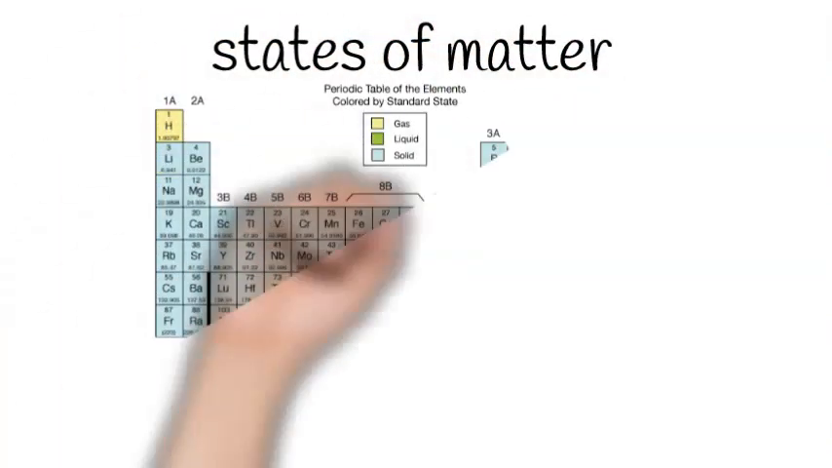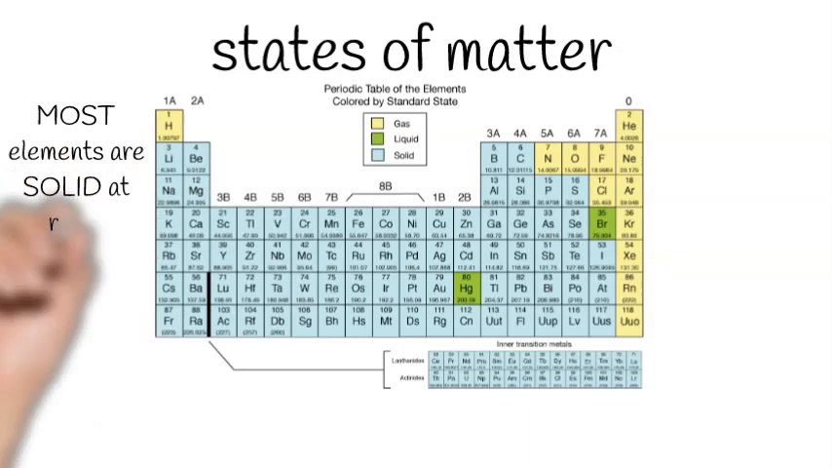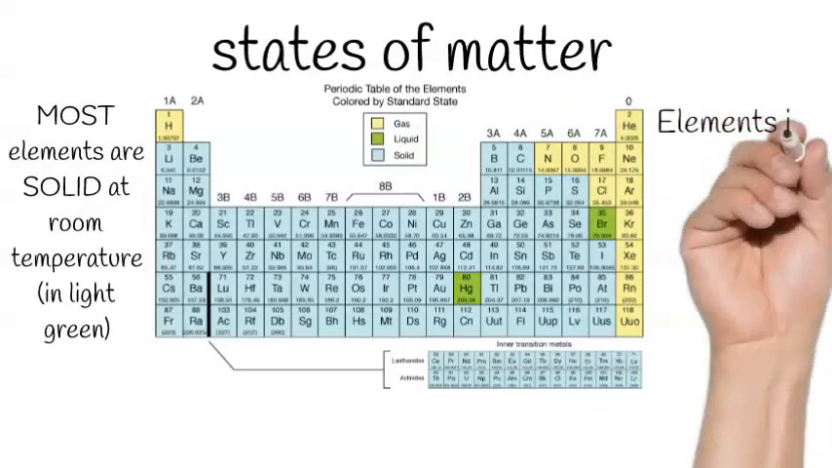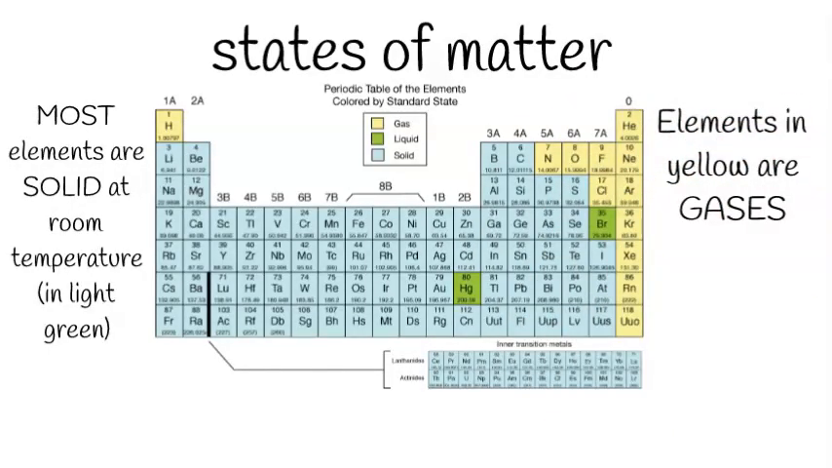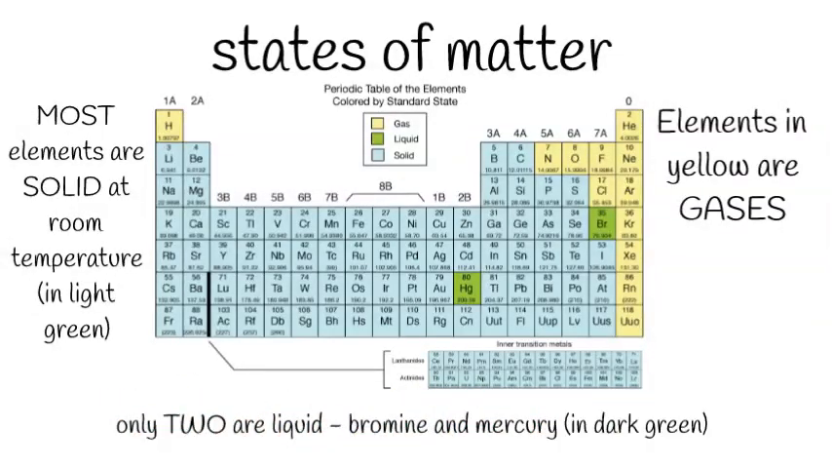We can also look at the states of matter on the periodic table. Again, most of them here in the light green colour are solid at room temperature, 25 degrees Celsius. However, there's quite a few that are gas at room temperature, here coloured in yellow. There are only 2 elements that are liquid at room temperature, bromine and mercury.